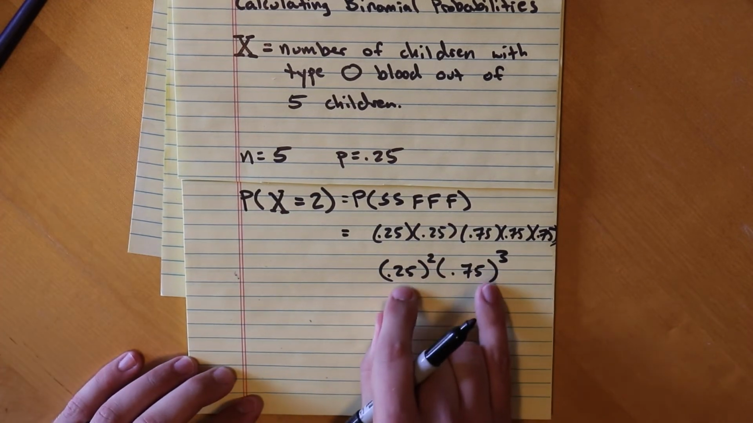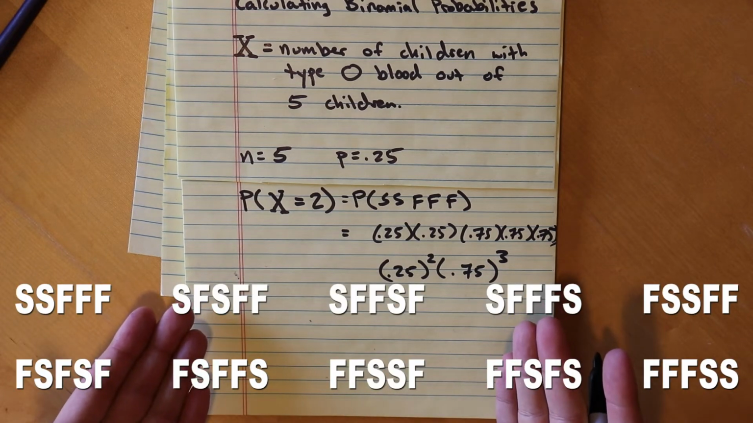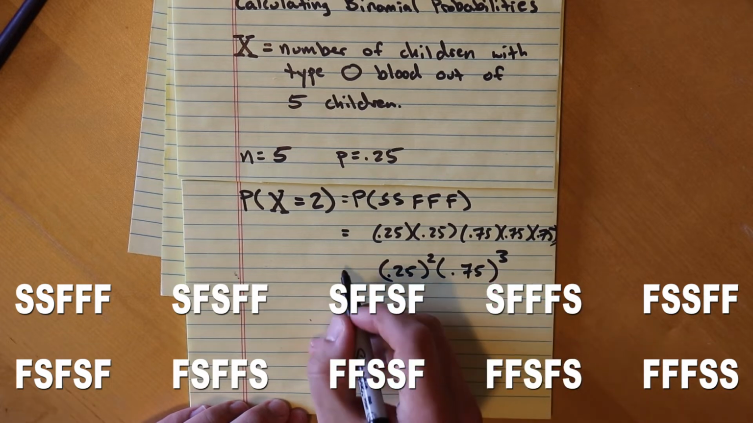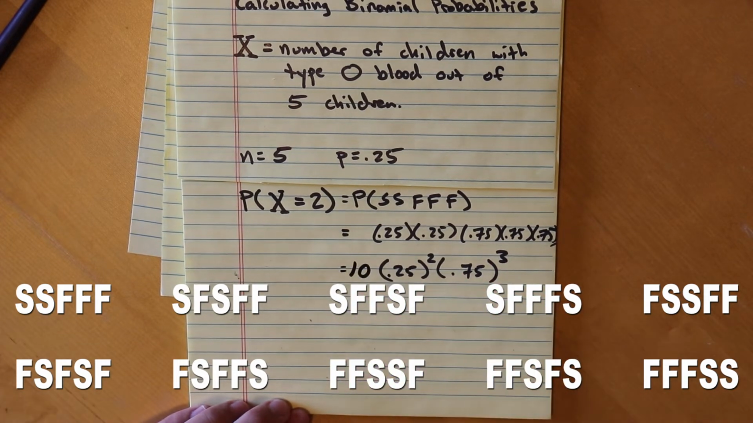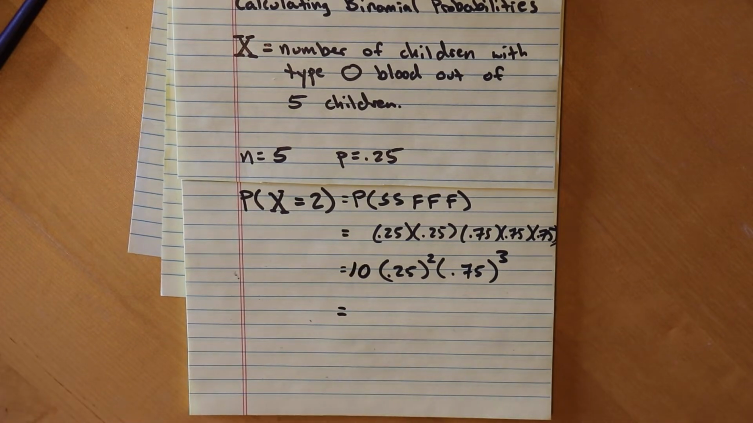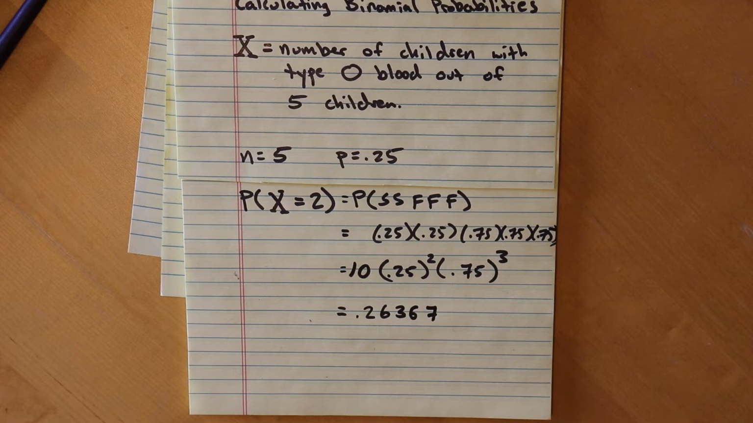Each of these 10 outcomes has the same probability of happening. And so you just take this probability and multiply it by the number of arrangements, which is 10. And so the probability that this family should expect 2 kids to have type O blood out of 5 is about a 26% chance.